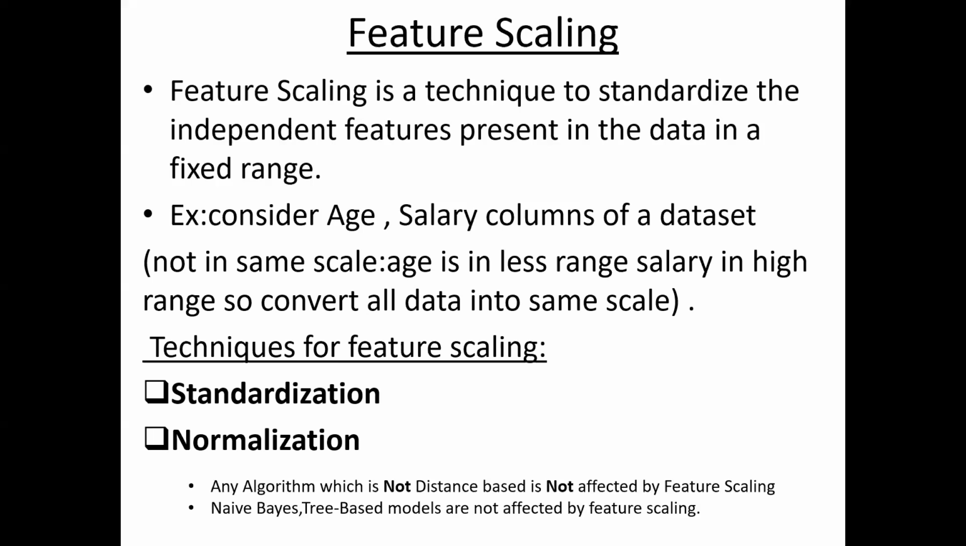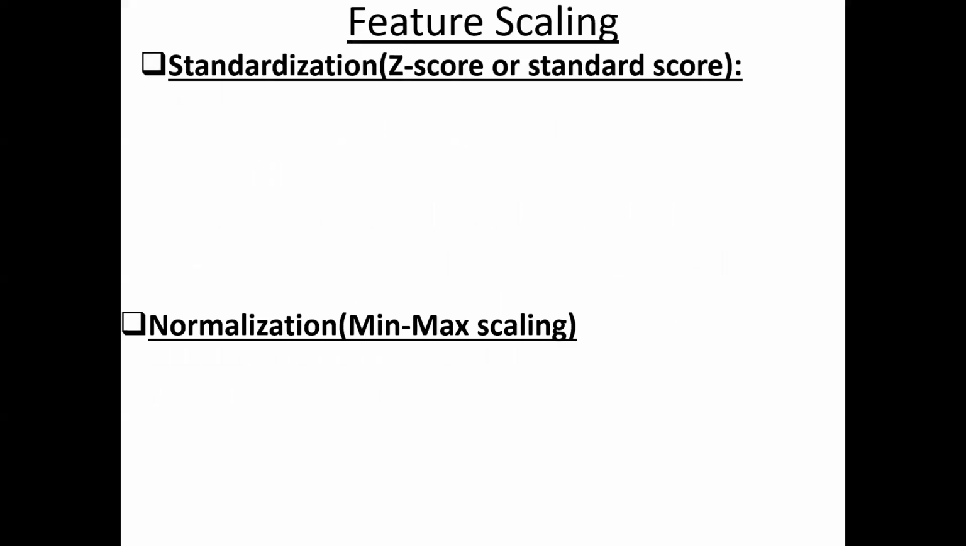It is not compulsory to apply this feature scaling for all algorithms. For example, consider tree-based algorithms, the decision tree algorithm. In those cases, this is not so important. Feature scaling is important when we are applying distance-based algorithms like KNN. While discussing the algorithms, we will discuss those concepts. As I explained, these two are the techniques used for feature scaling. Standardization can also be called standard score or Z-score. And normalization is also called min-max scaling.